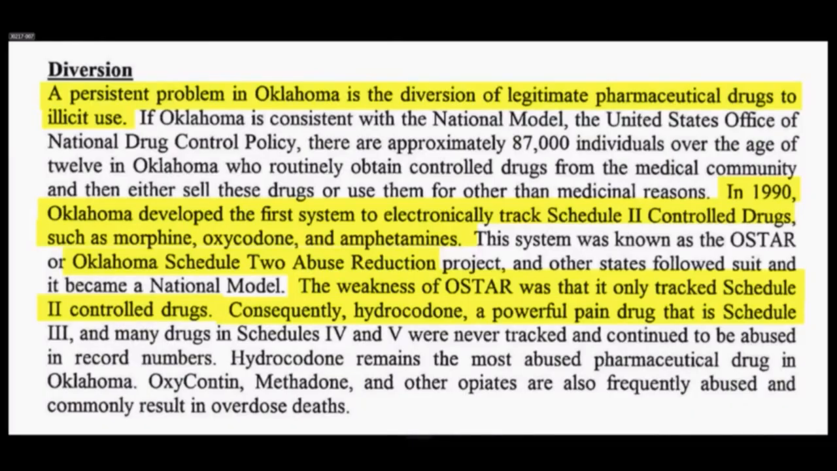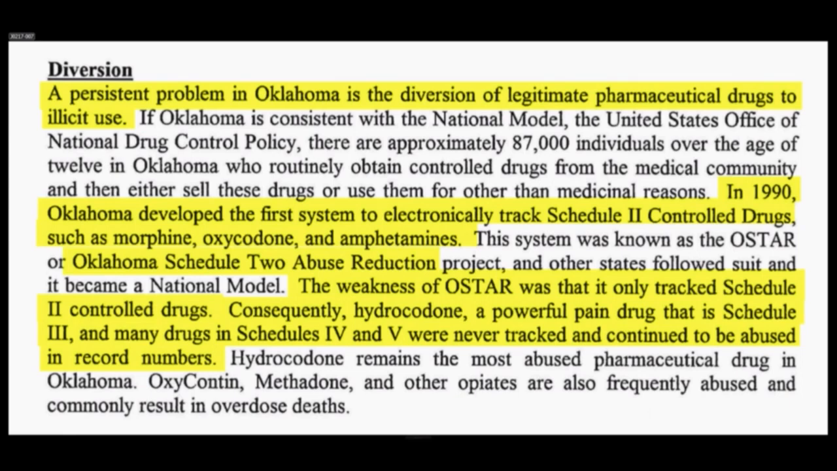I see that. But OBN recognized that a weakness, or the weakness of OSTAR, was that it only tracked Schedule II controlled drugs, right? It says that. And it indicates consequently hydrocodone, a powerful pain drug that is Schedule III, and many drugs in Schedules 4 and 5 were never tracked and continued to be abused in record numbers. You see that? I see that it says that.